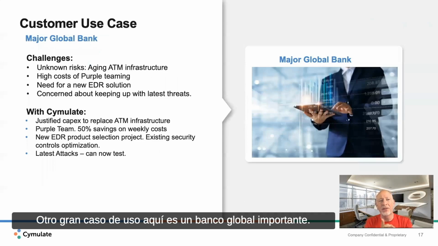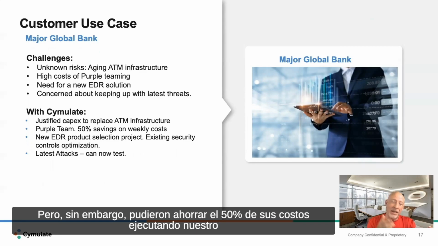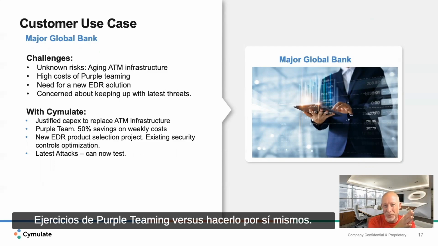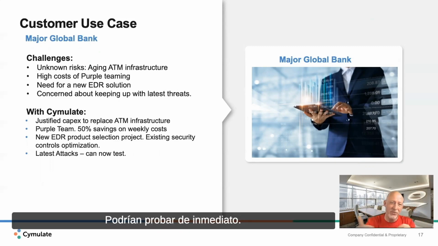Another great use case here, a major global bank. In their case, they had a larger team, unlike a lot of customers, but yet they were able to save 50% of their costs by running our purple teaming exercises versus doing it by themselves. Again, they didn't have to code, they didn't have to do QA testing, stuff like that. When the latest attacks occur, they get tested right away.